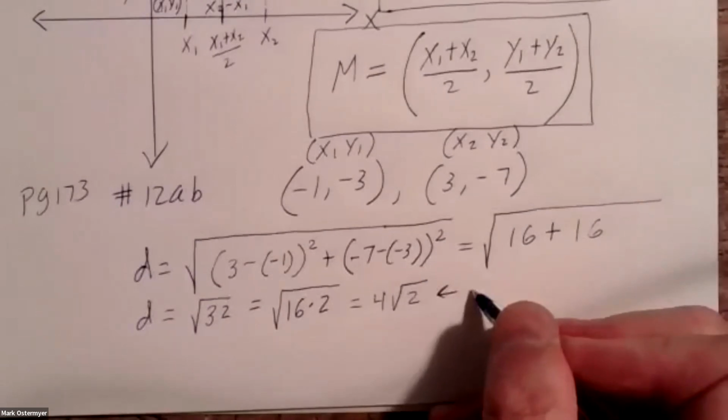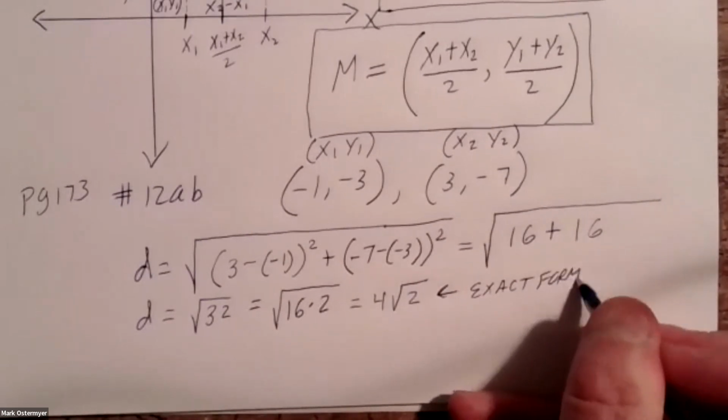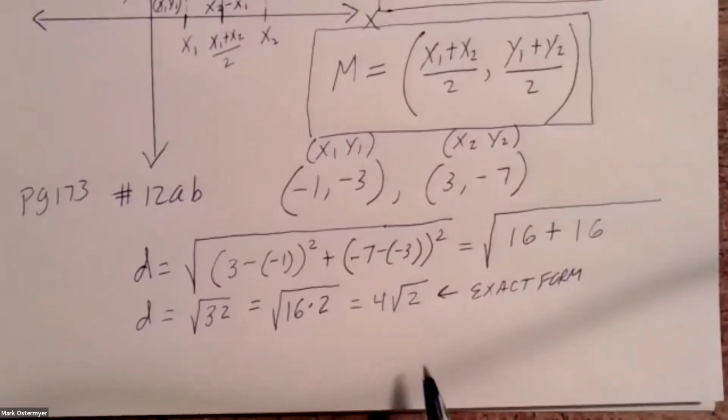And normally the author in your textbook wants you to leave your distances in exact form. I mean, you could get on a calculator and take the square root of 32, and it would give you a decimal approximation, but we'll leave this as such.